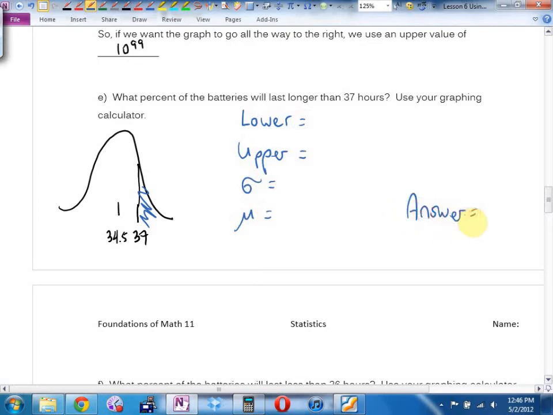What am I going to put for my lower value? What am I going to put for my upper value? Positive infinity. 10 to the 99th. Oh, the mean was, sorry, standard deviation was 4.2, mean 34.5. So Rob, this answers your question. That much work. And answer.